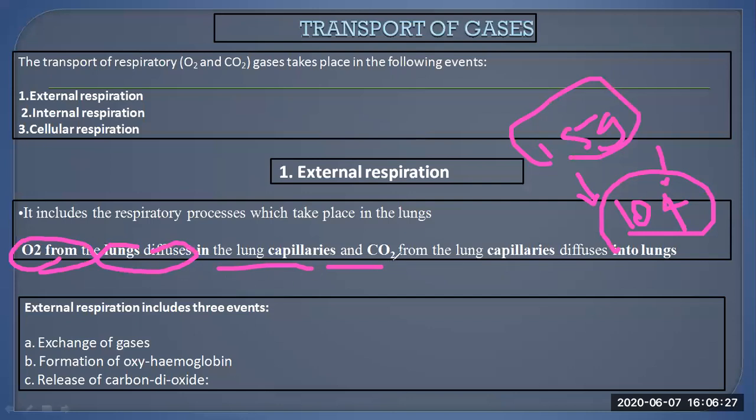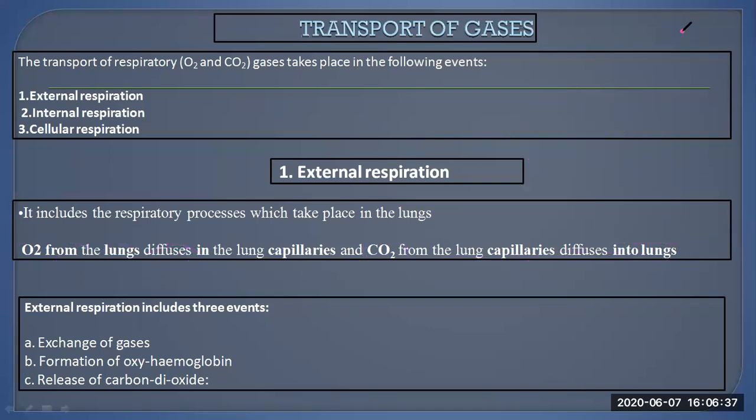Oxygen from the lung diffuses into the lung capillaries, and CO2 from the lung capillaries diffuses into the lung. So this is called external respiration. It means simply pulmonary capillaries, meaning the pulmonary artery, because we have to know very well that every artery and vein always carries pure and impure blood respectively. But the pulmonary artery and pulmonary vein are the exception to that.